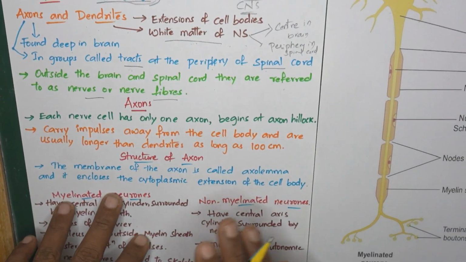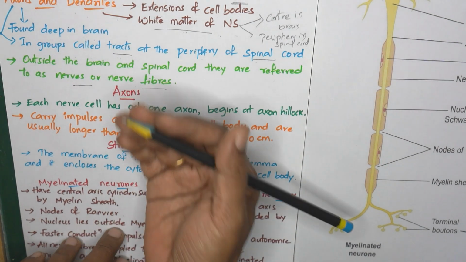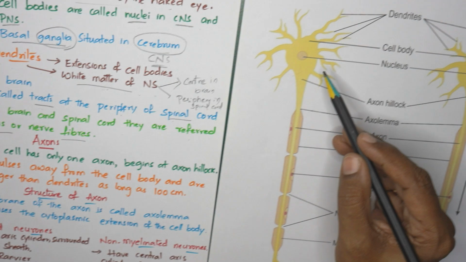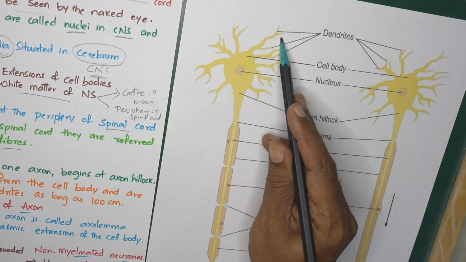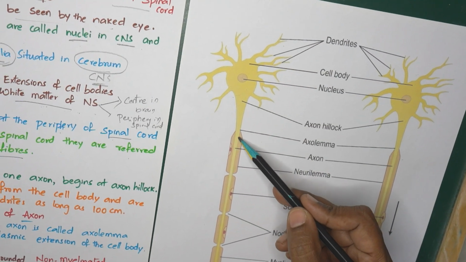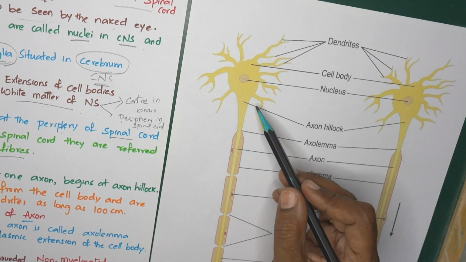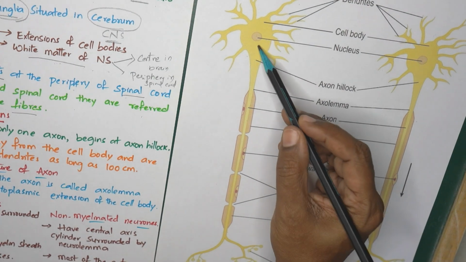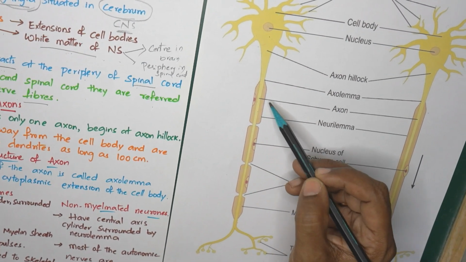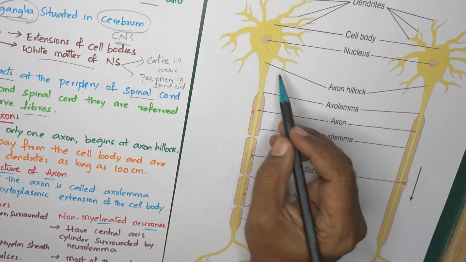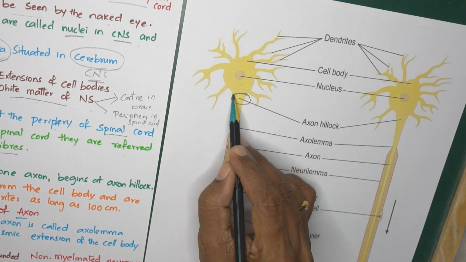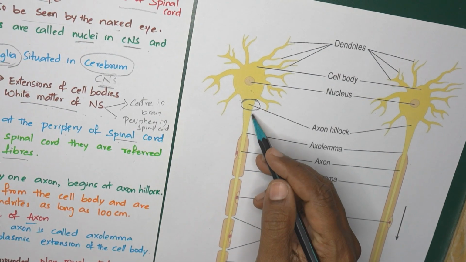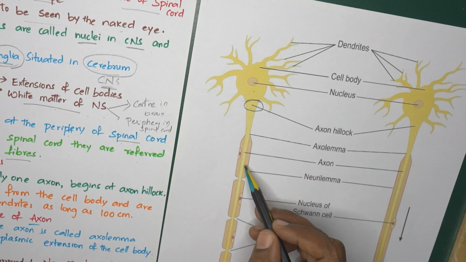And now coming individually to the axon as well as the dendrites, here we can see in the diagram, this is the cell body, these are the extensions, the dendrites, and this is the axon. You can see only one axon here. Many branches will not be present from the cell body. This axon is the extension, and you can see here at the axon hillock, from the cell body, the nerve cell is extending into the axon.